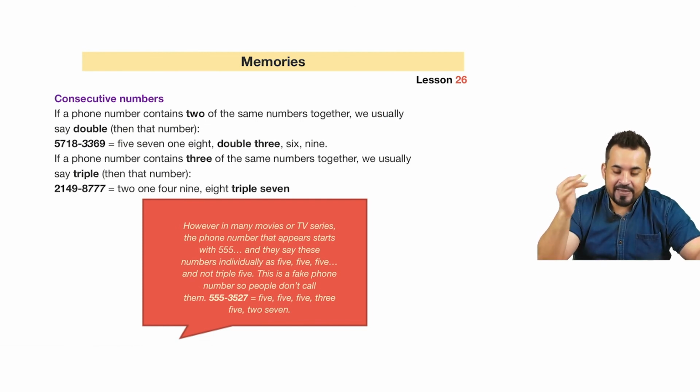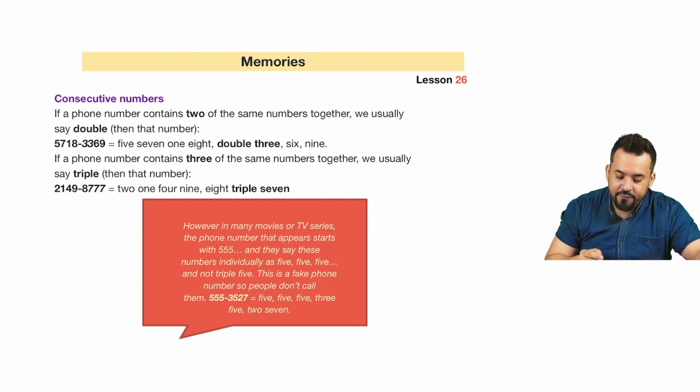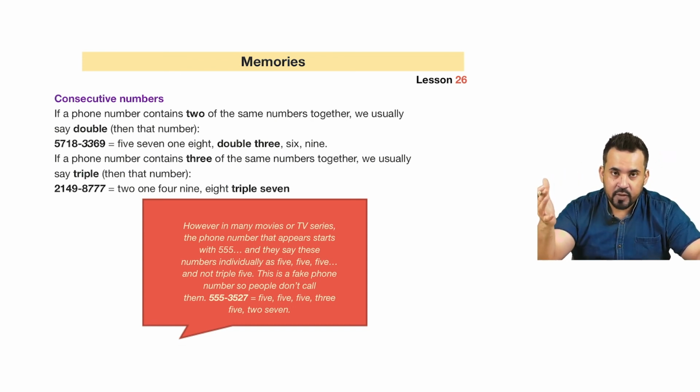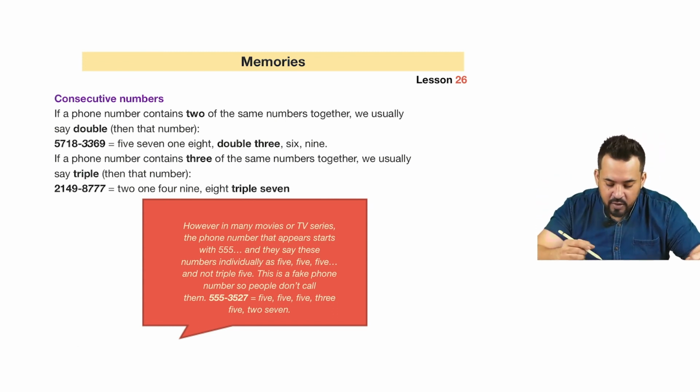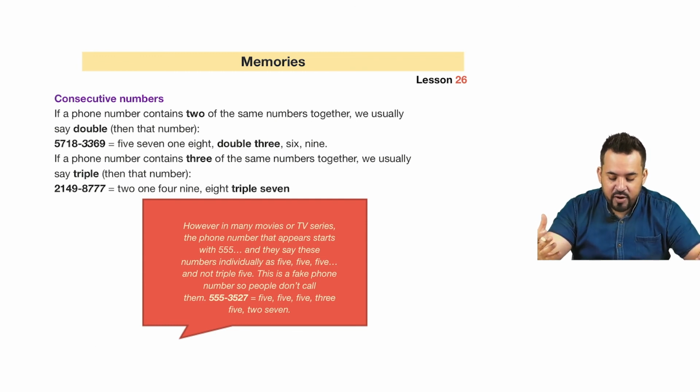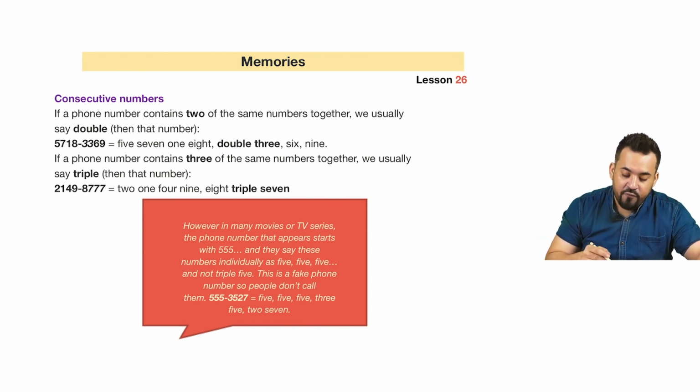Consecutive numbers. If a phone number contains two of the same number together, we usually say double. We say double instead of saying both numbers. So if we say 5718 3369, we say double three, double six, not three three six six.